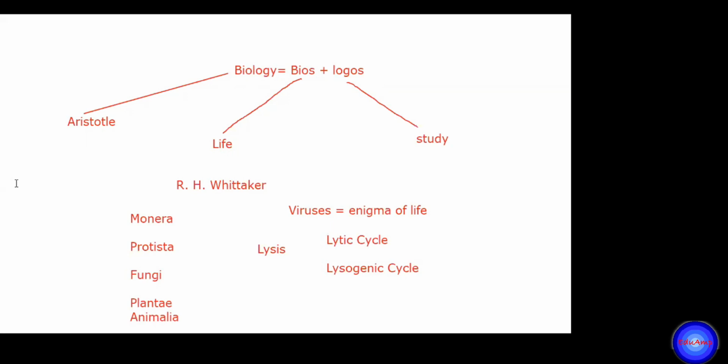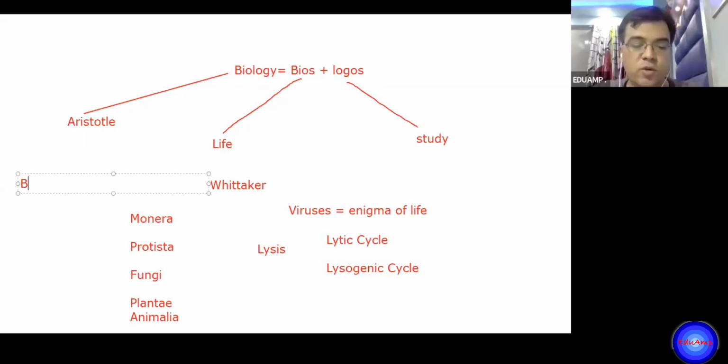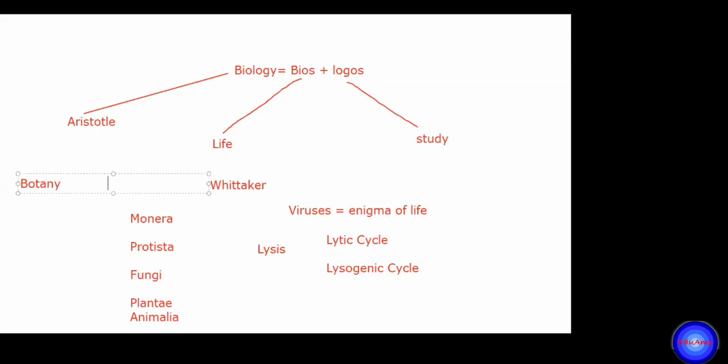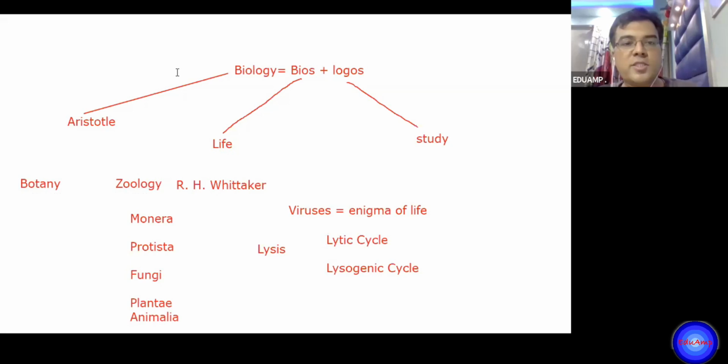Botany and zoology. What is botany and what is zoology? Botany is the study of plants. Zoology is the study of animals. Yes, very good. So see, zoon in Greek, just like bios in Greek means life and logos means study, zoon in Greek means animals and logos means study.